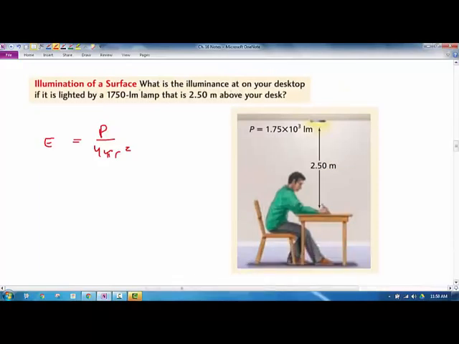Let's just do one quick example. What's the illuminance on your desktop if we have a 1,750 lumen lamp that's 2.5 meters away? We're going to plug in 1,750 lumens for the rate at which light energy is emitted by the lamp, and we're plugging in 2.5 meters for R, and that gives us the illuminance, which is 22.28, and that's lumens per square meter, or lux, LX.